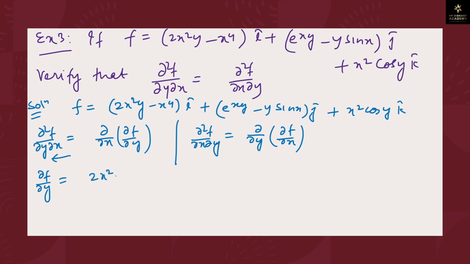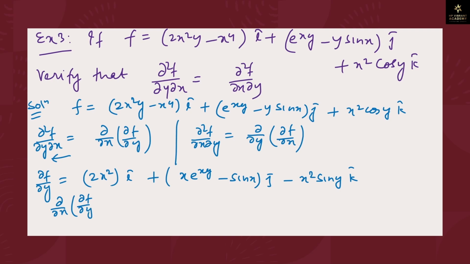So this is 2x square i cap plus this is x times e to the power xy, minus sin x j cap minus x square sin y k cap. Okay, now this is del upon del x. Differentiate this with respect to x. So this is equal to 4x i cap plus e to the power xy plus xy into e to the power xy minus cos x j cap minus 2x sin y k cap.